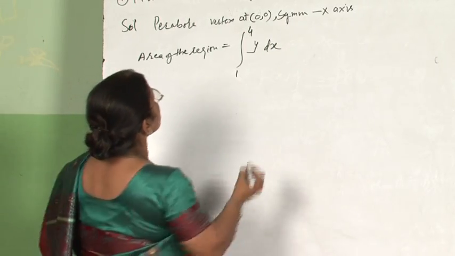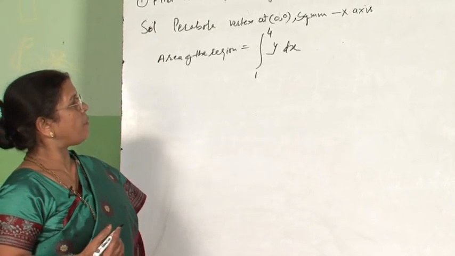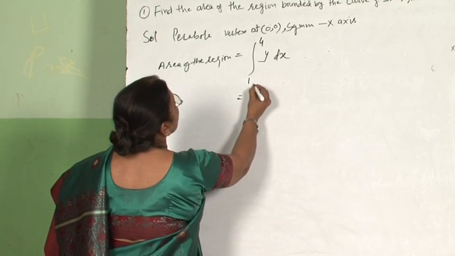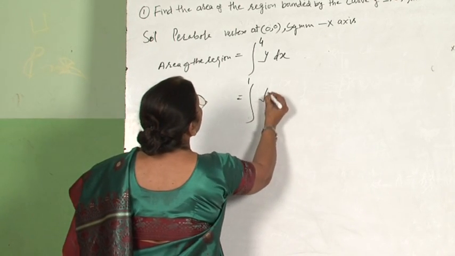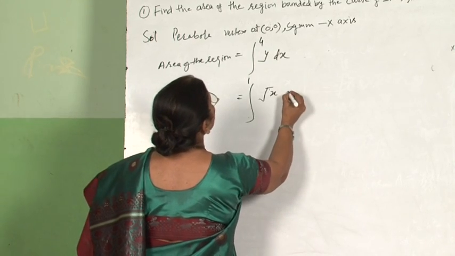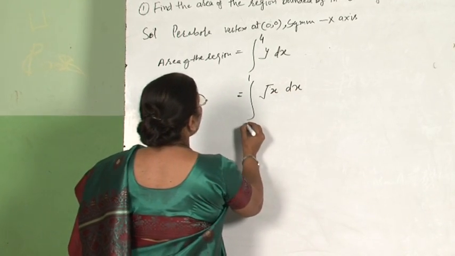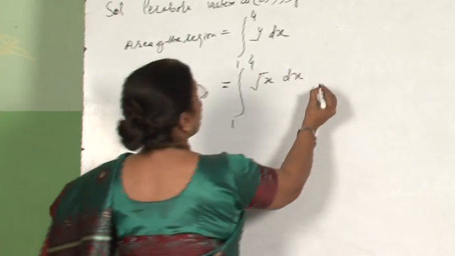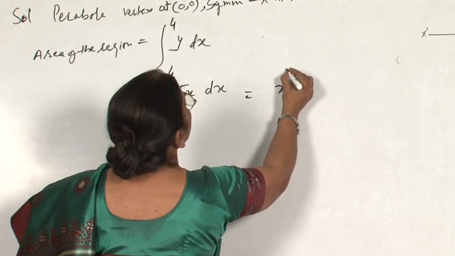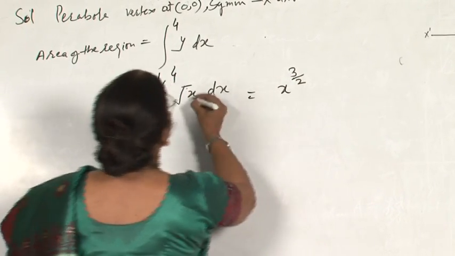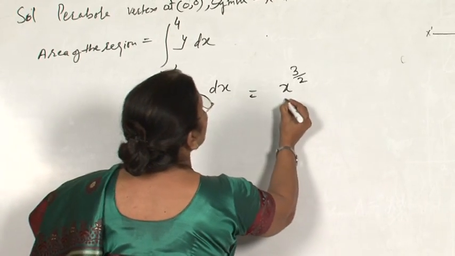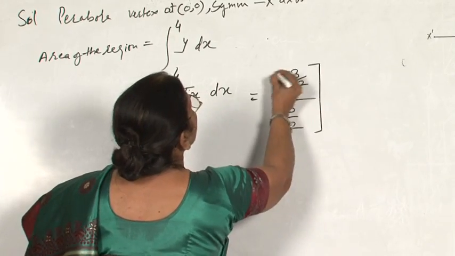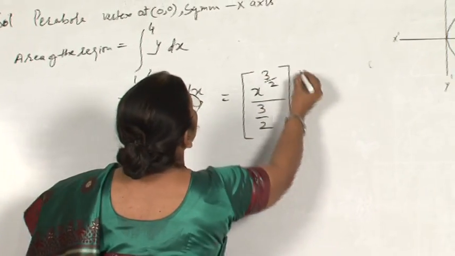Now, we have to integrate this. We have to write the value of y from the parabola, and from parabola value of y is under root x. Here we have to write the value of y in the form of x. So, integral from 1 to 4 of under root x dx. Now, integration of this is x to the power 3 by 2, because this is x to the power half plus 1 is 3 by 2, and this is divided by 3 by 2, and limit is from 1 to 4.